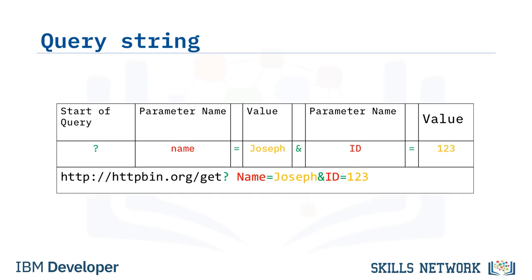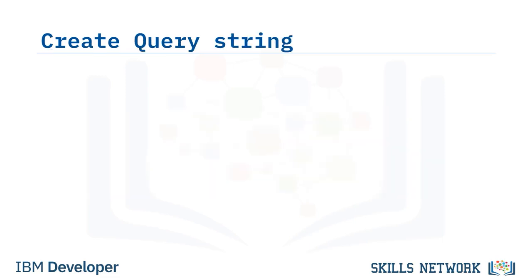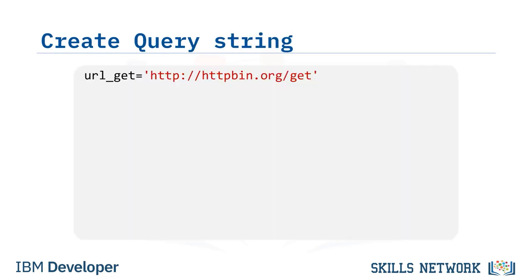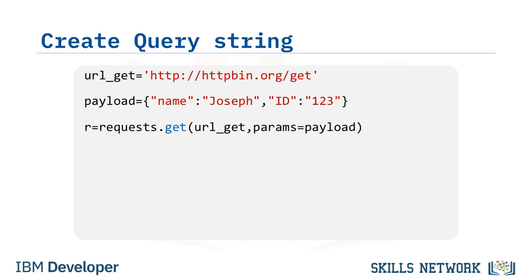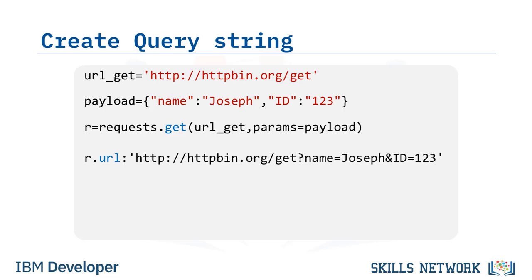Let us complete an example in Python. We have the base URL with /get appended to the end. To create a query string, we use the dictionary payload. The keys are the parameter names, and the values are the values of the query string. Then we pass the dictionary payload to the params parameter of the get function. We can print out the URL and see the names and values. We can see the request body. As the info is sent in the URL, the body has a value of None.